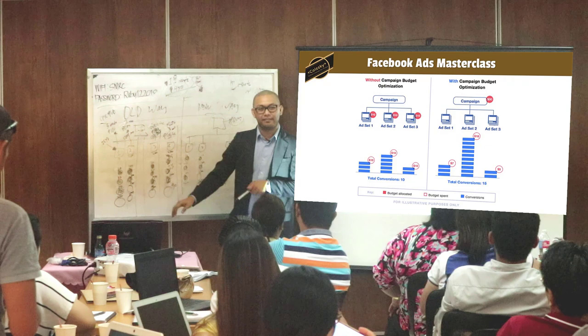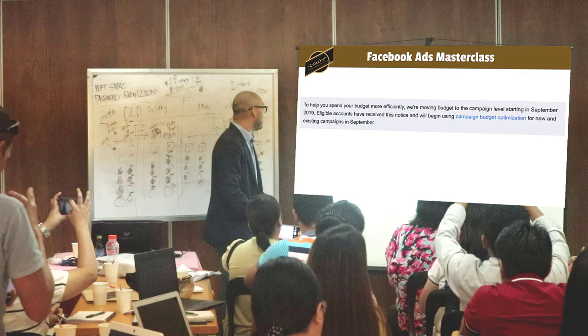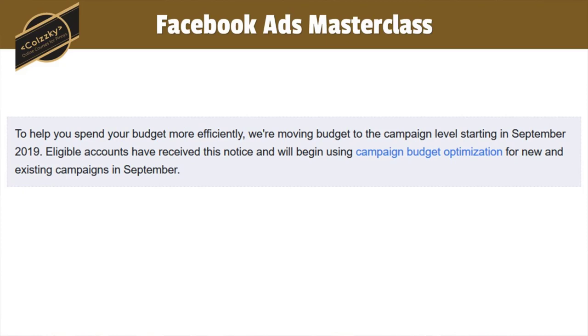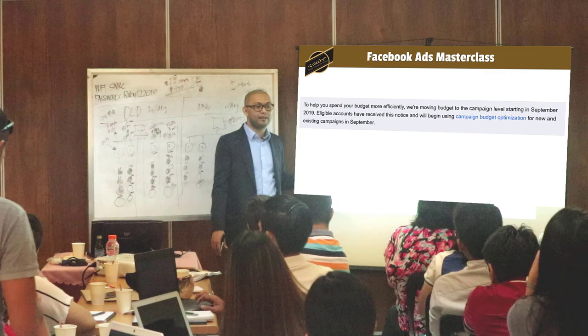Okay. Ito yung sinasabi ni Facebook. To help you spend your budget more efficiently, di ba yun yung nangyari? More efficient spending of your budget. To help you spend your budget more efficiently, we're moving budget to the campaign level starting on September 2019. Eligible accounts have received this notice and will begin using campaign budget optimization for new and existing campaigns in September. So ngayon, nakita nyo na kanina that we have the option to use it already. Para come September, we already know how to use it because it will become compulsory na.